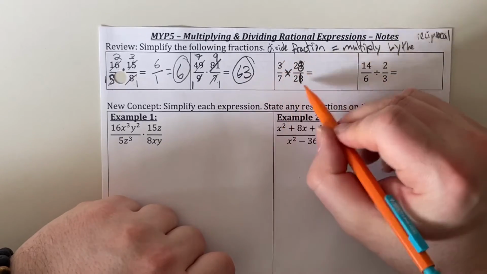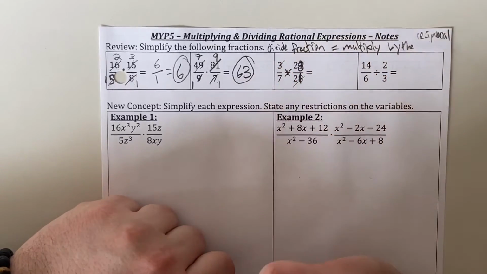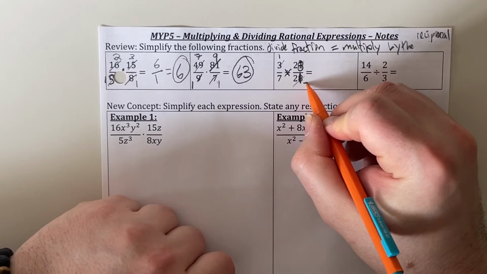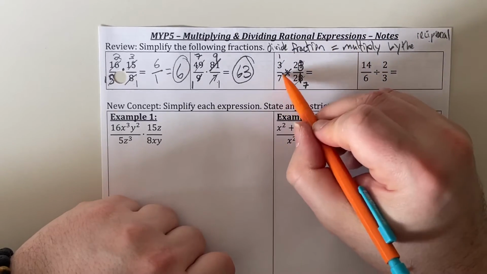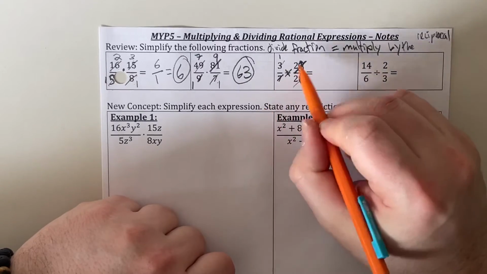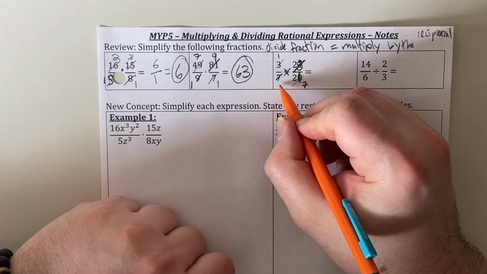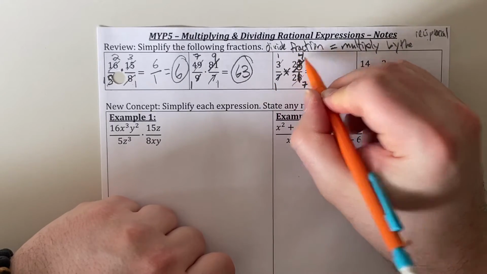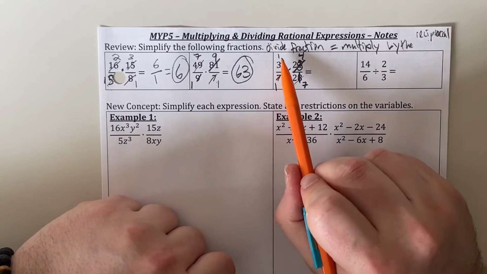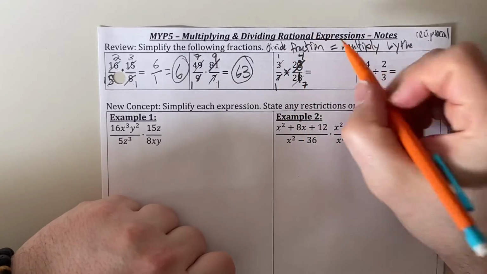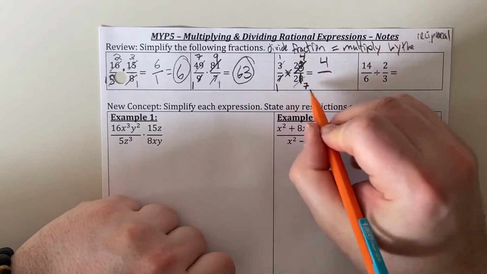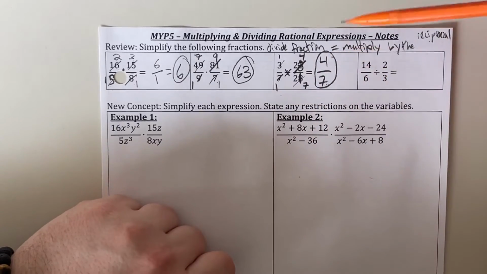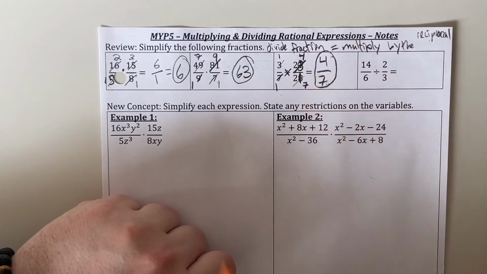So we have 3 and 21 are both divisible by 3. So I can say this is 1, this is 7. And then we can say that both 7 and 28 are divisible by 7. So I can say this is going to be 1 and 4. Multiply my numerators, and so I have 1 times 4 is 4, and 1 times 7 is 7. So again, make sure you're multiplying by the reciprocal when you are dividing fractions.